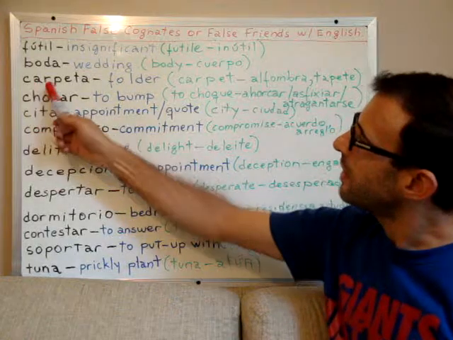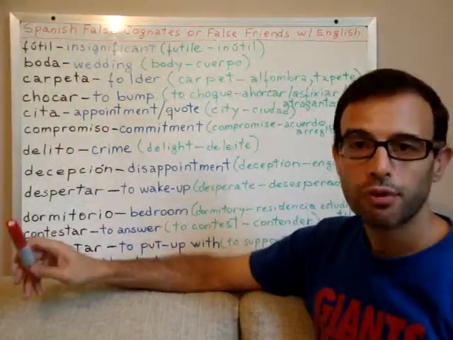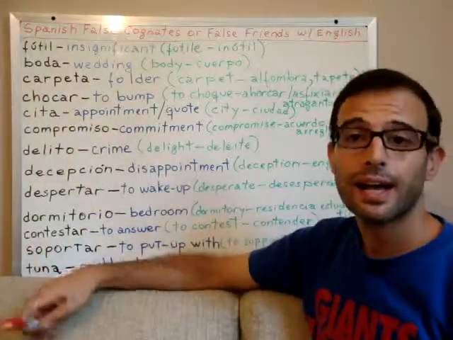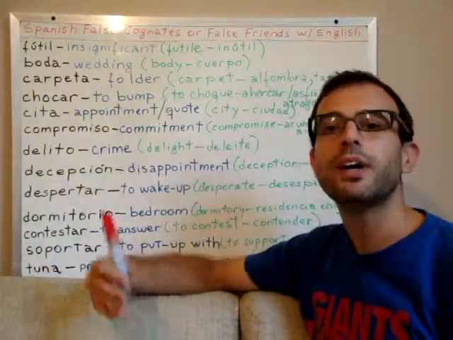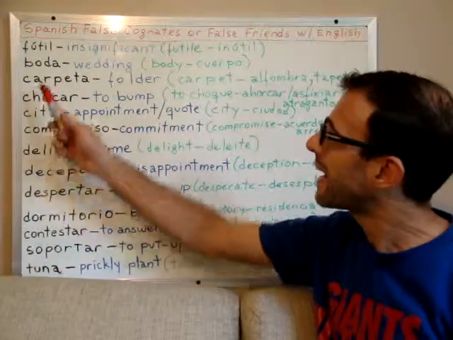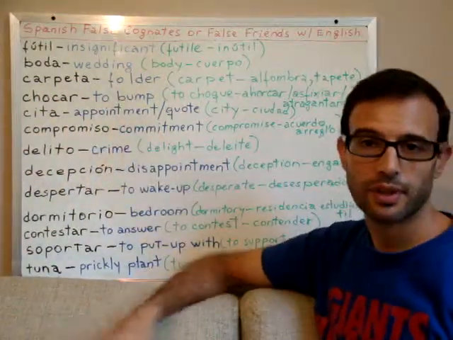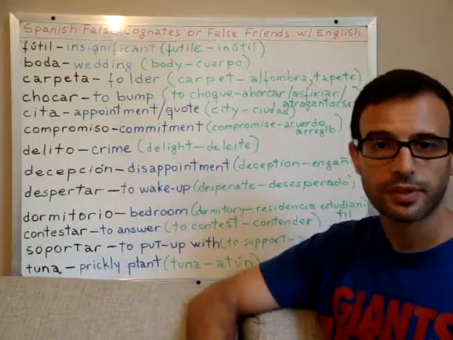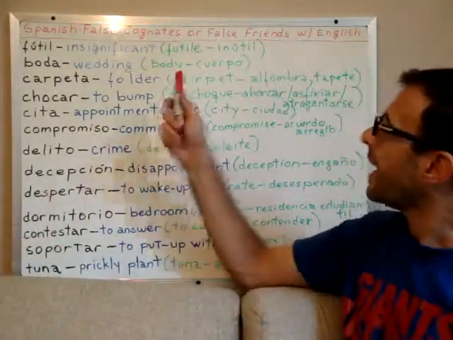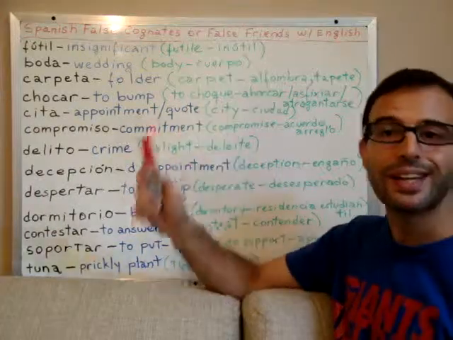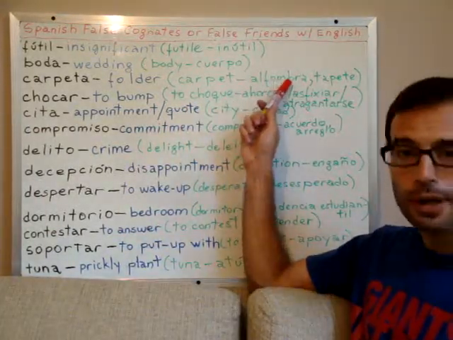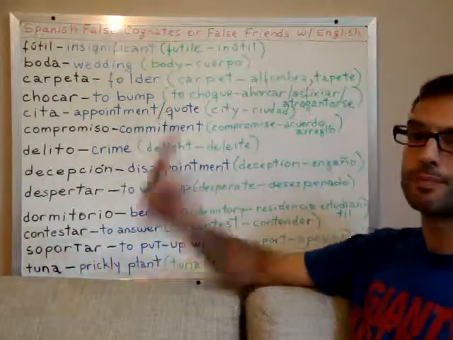Now, this is a typical false friend word between English and Spanish. Carpeta. Carpeta does not mean carpet, right? Carpeta means folder. So, carpeta is where we keep our papers. A folder. And the English word carpet, in Spanish is alfombra or tapete.